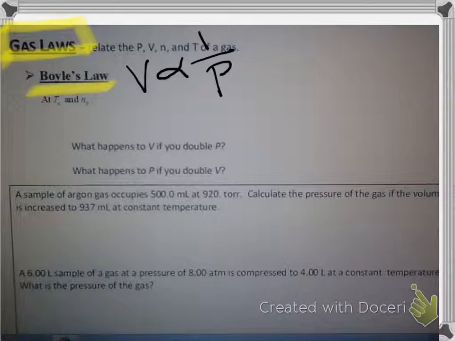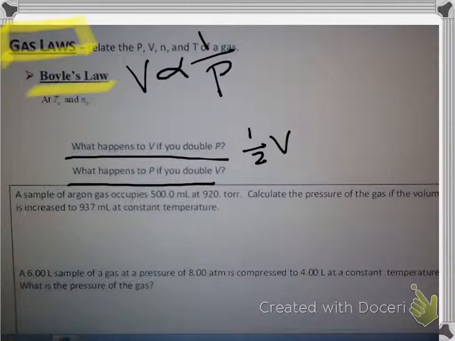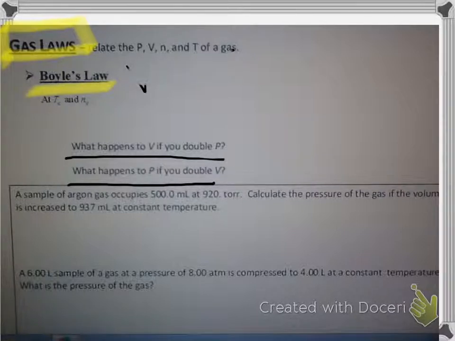So if you increase, let's say this. So what happens to the volume if you double the pressure? If you double the pressure, you half the volume. Another example, what happens to pressure if you double the volume? If you double the volume, you half the pressure. Okay, so if you double something, you one-half the other. So they're inversely proportional to one another. They are the inverse of one another.